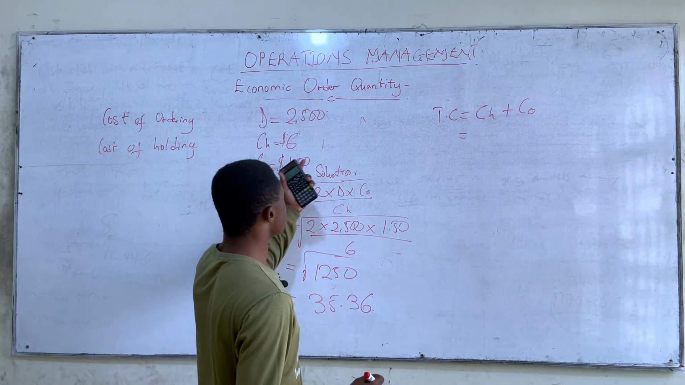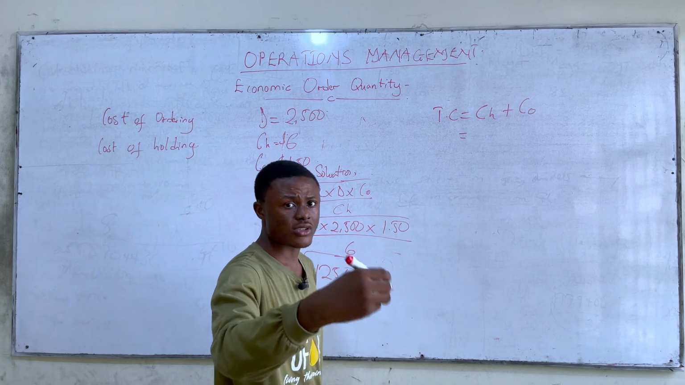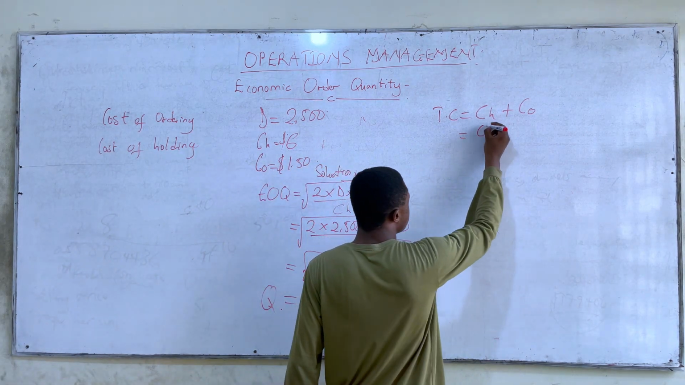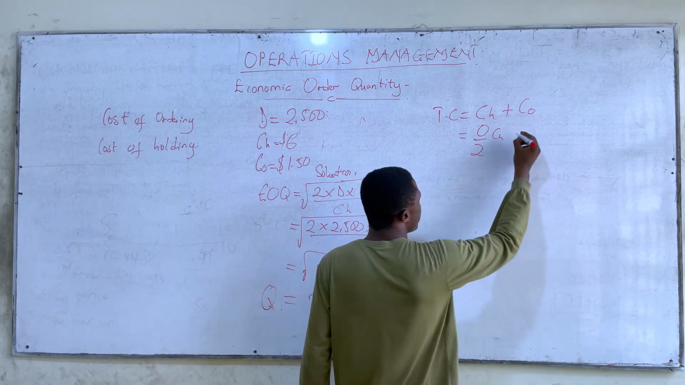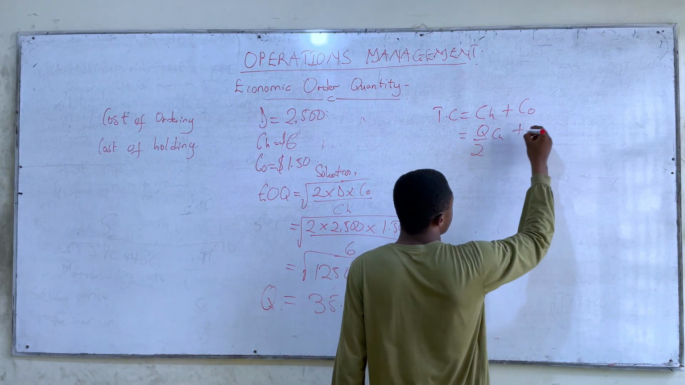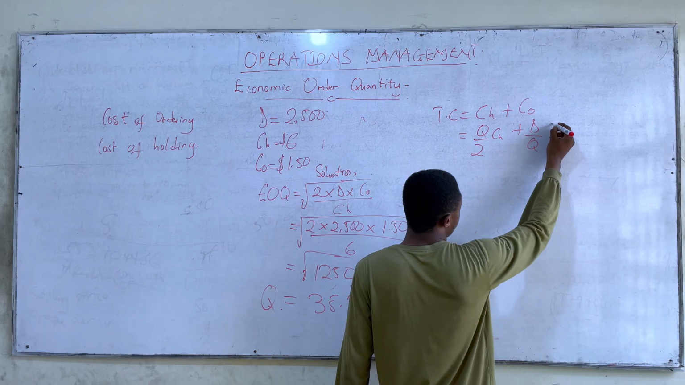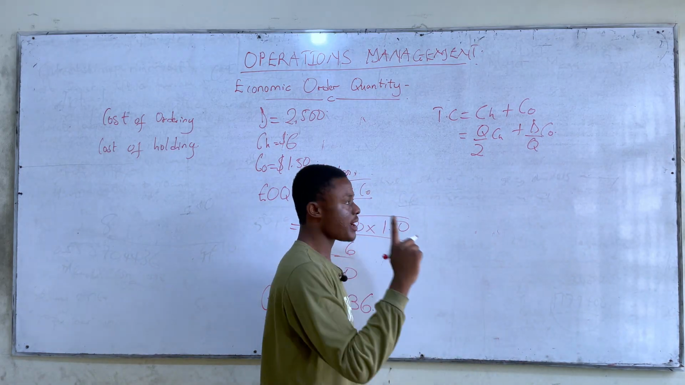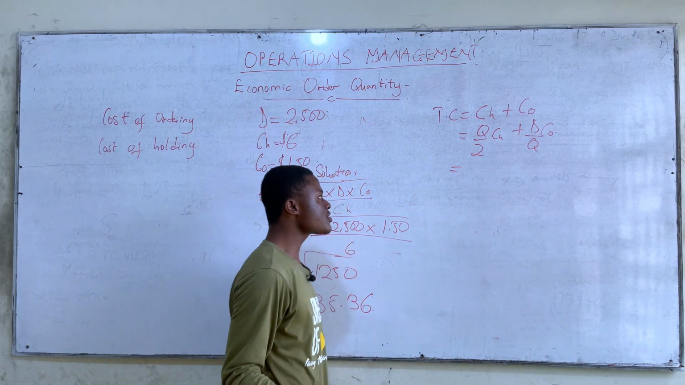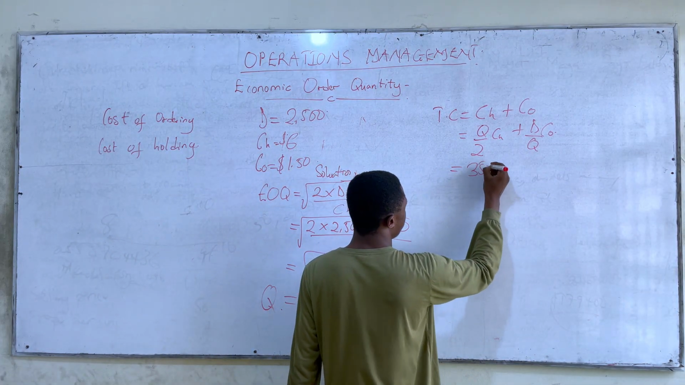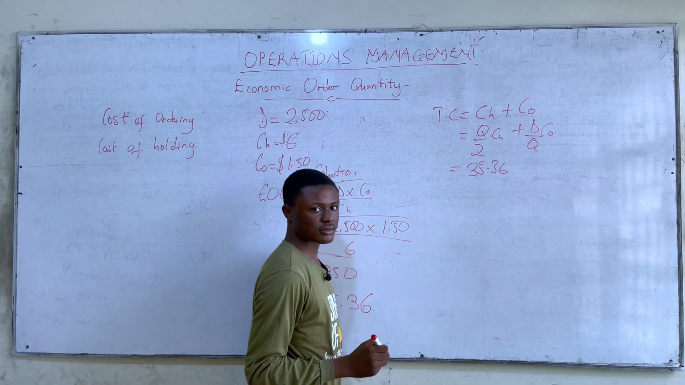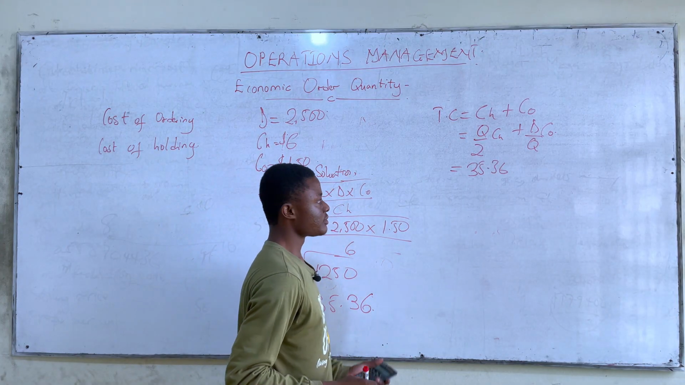So here, the formula for cost of holding, we all know, is quantity divided by 2 times cost of holding per unit. And then our cost of ordering is what? Demand over quantity times cost of ordering per what? Per unit. So here we have been able to find our quantity. Our quantity was 35.36. Hope you are getting the point.